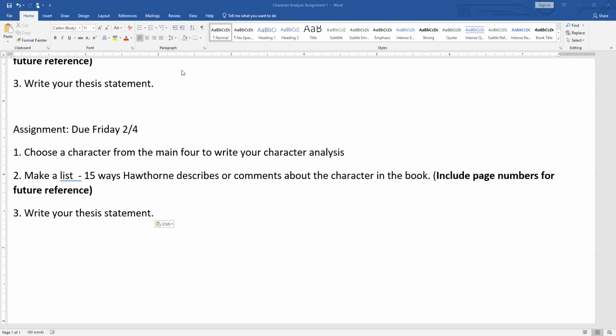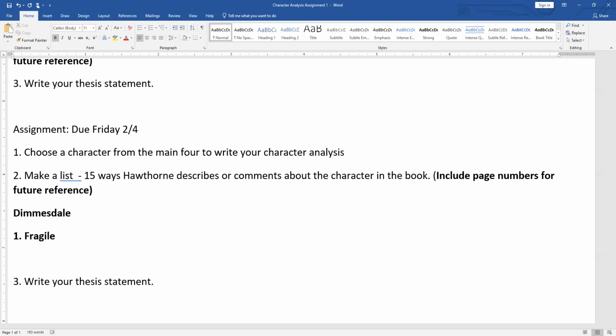So let me just give you an example on your screen. So 15 ways Hawthorne describes or comments. Who has their outline close at hand? Let's do Dimmesdale. So one is he is sickly or fragile, whatever.